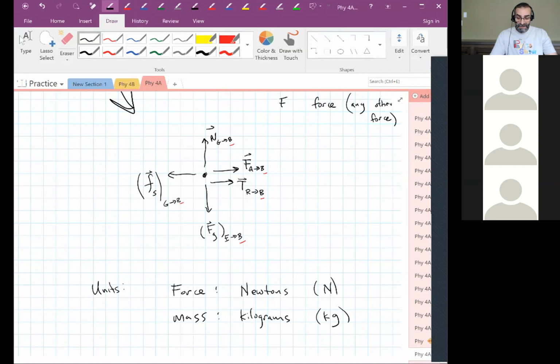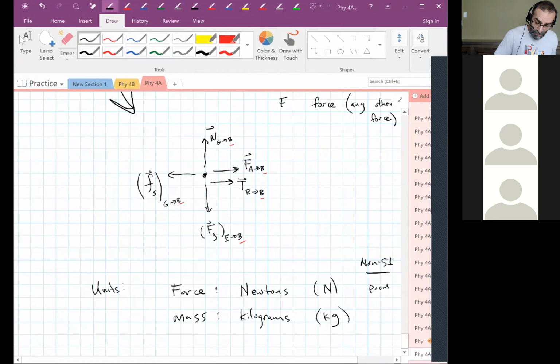Slugs. The slug is the unit for mass. In our SI units, force is in newtons, and that corresponds to kilograms as mass. Slug is mass; this would be non-SI. This would be pounds, right? And this would be the slug.